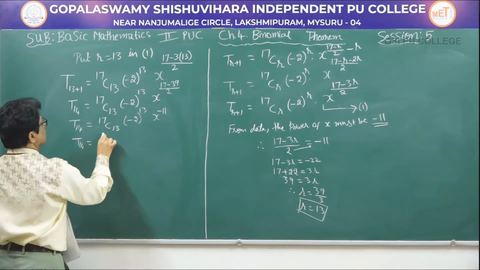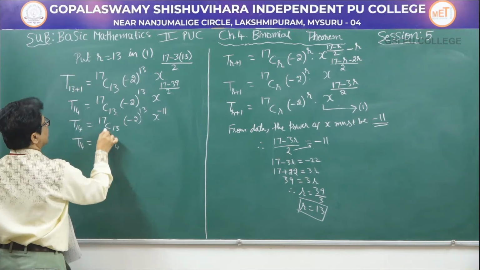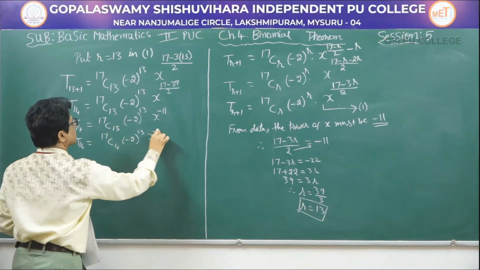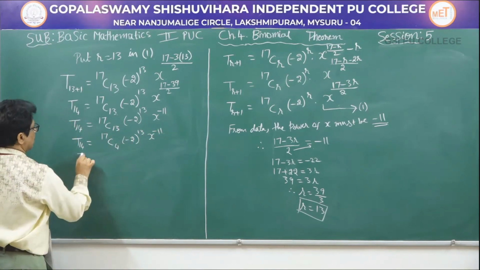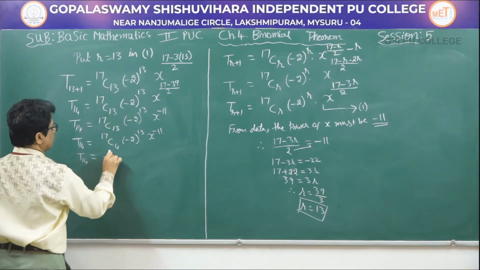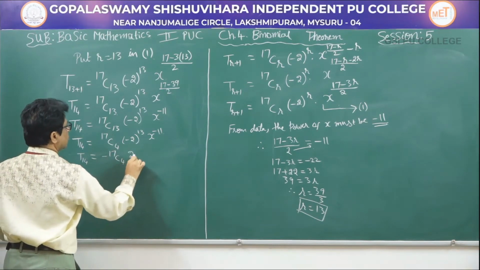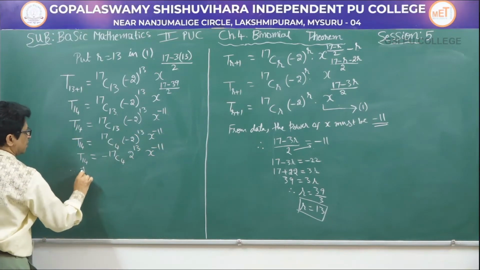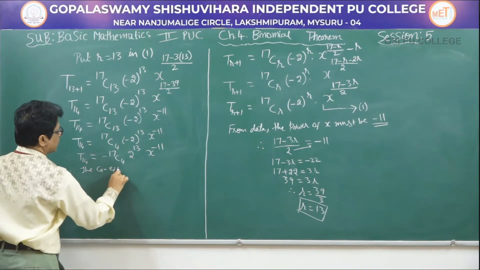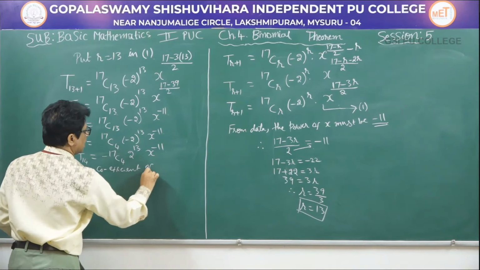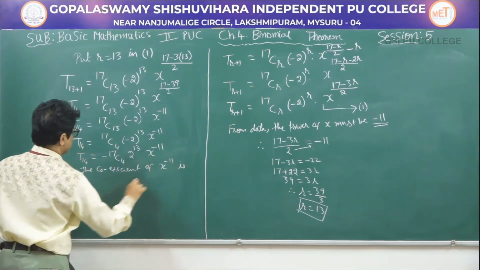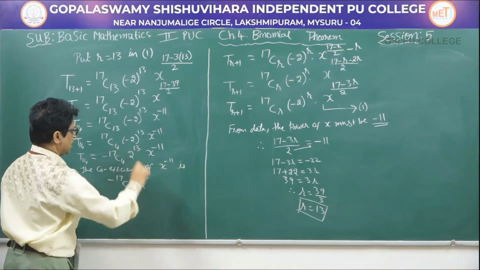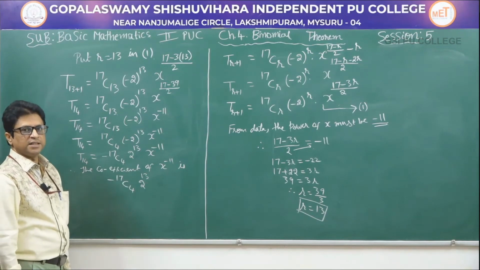T14 is equal to 17C4, that is 17 minus 13 is 4, into minus 2 whole power 13 into x power minus 11. T14 is equal to minus 17C4 into 2 power 13 into x power minus 11. Therefore, the coefficient of x power minus 11 is minus 17C4 into 2 power 13. That completes this problem.